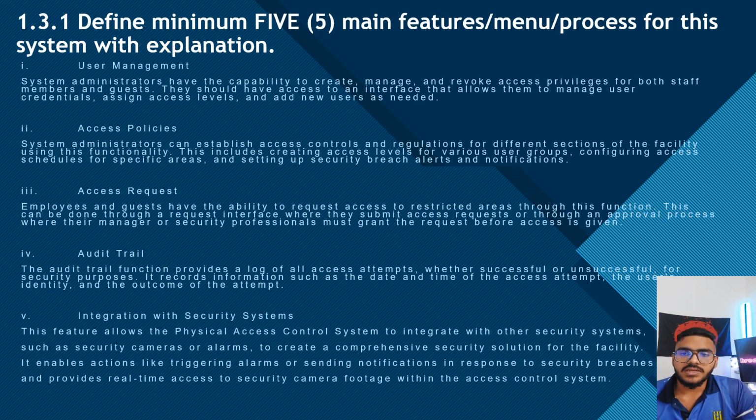Fifth, integration with the security system. This feature allows the physical access control system to integrate with other security systems such as security cameras or alarms to create a comprehensive security solution for the facility. It enables actions like triggering an alarm or sending a notification in response to a breach, and provides real-time access to security camera footage within the access control system.